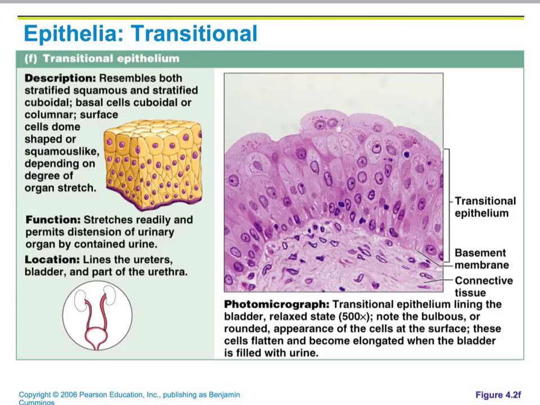Okay, here's another picture of transitional that you see a lot, and here is the dome shape. As your bladder is empty, it kind of flattens and squishes down, and then as it fills up, you want those cells to be able to stretch, and these transitional cells allow it to do that.